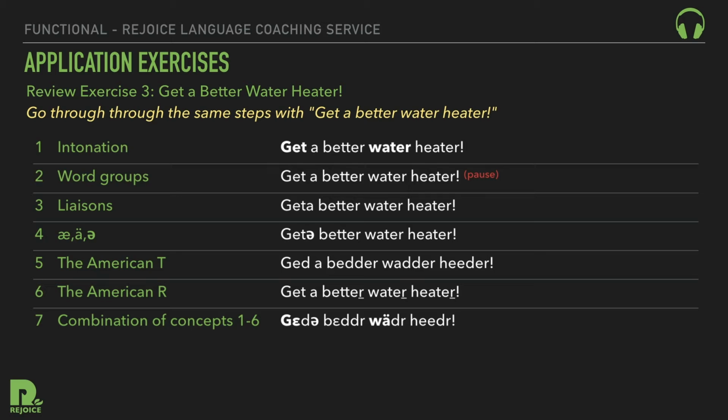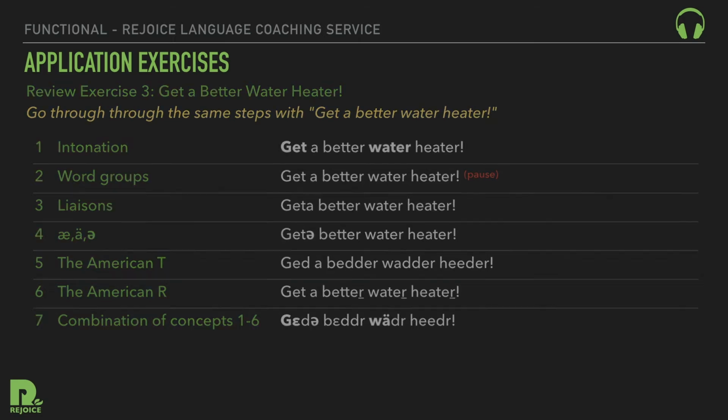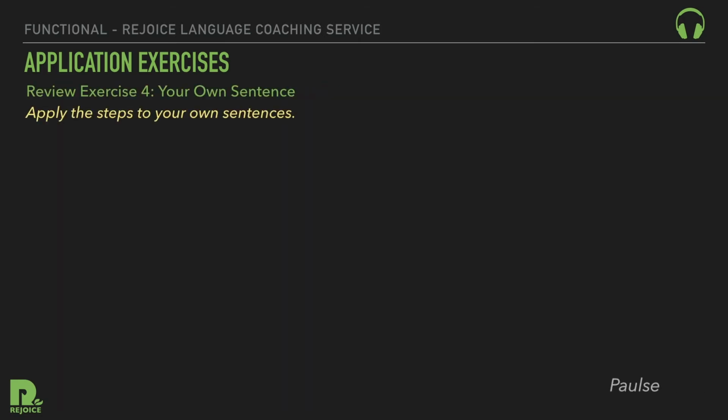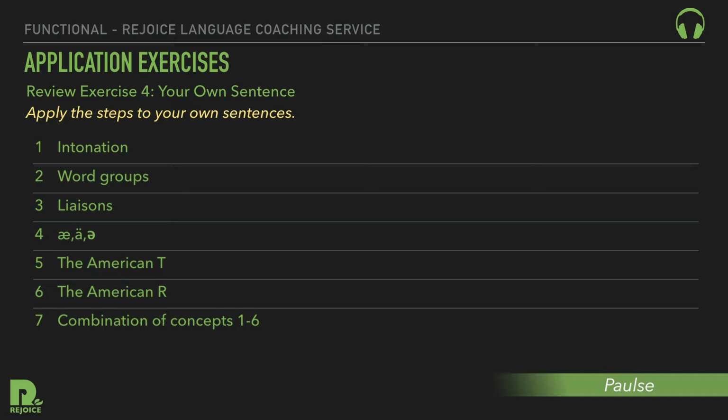5. The American T. Get a better water heater. 6. The American R. Get a better water heater. 7. Combination of concepts 1 through 6. Get a better water heater. Review Exercise 5. Your own sentence. Pause the CD and apply the steps to your own sentences.